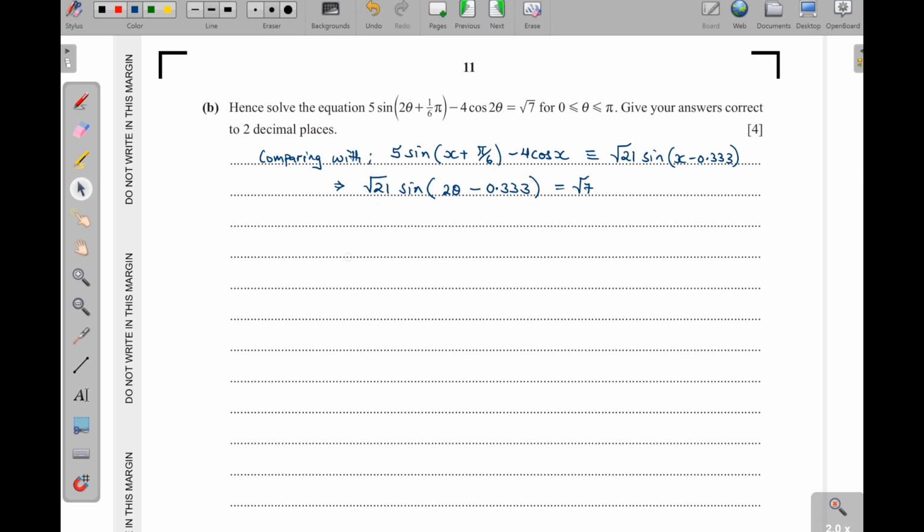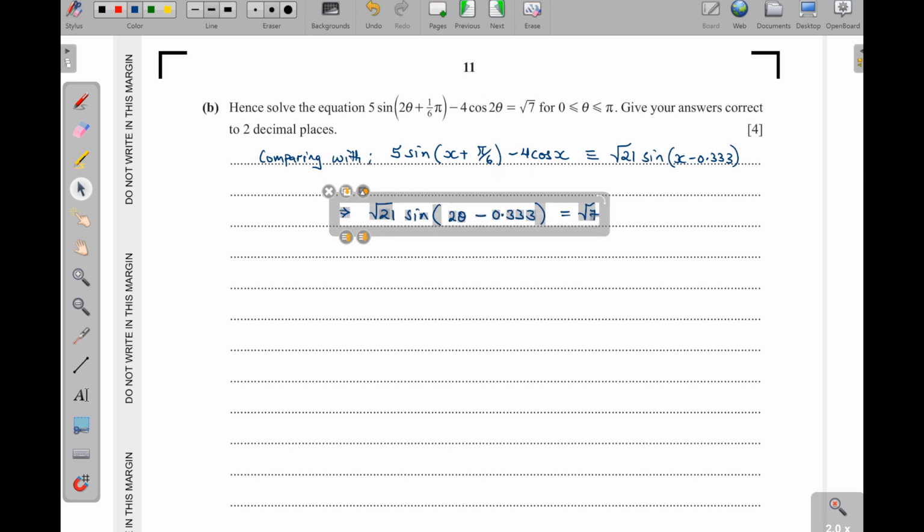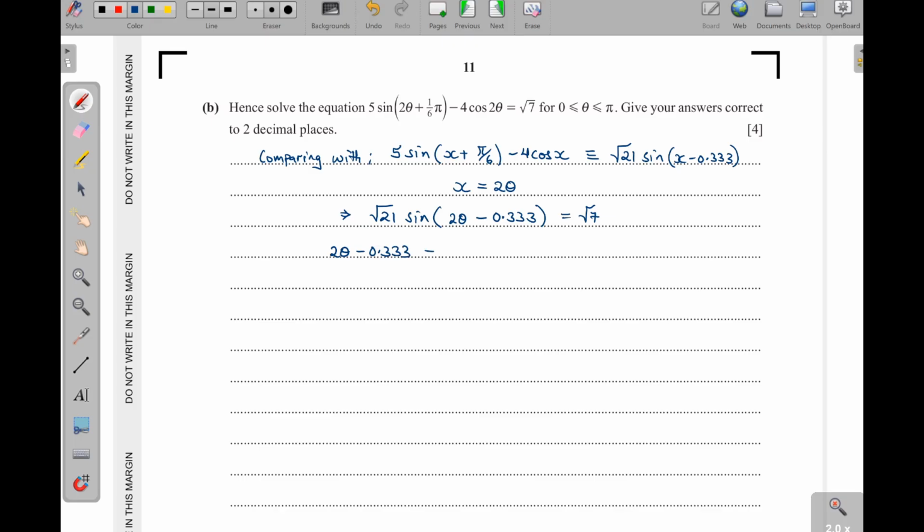Therefore, I can say that x is equal to 2 theta. Okay, now where there is x, I put 2 theta, as simple as that. Now let's continue. So from here, 2 theta minus 0.333 shall be equivalent to root of 7.